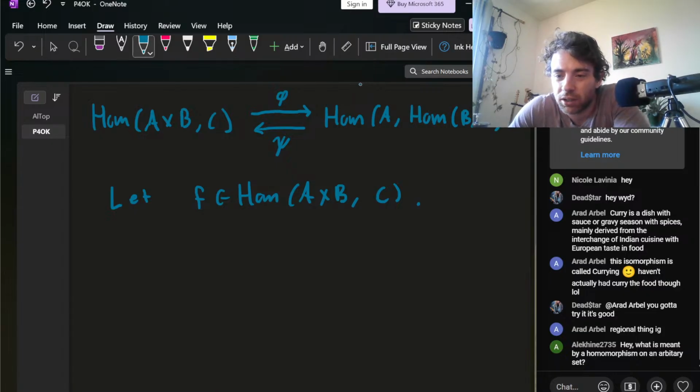Hey, what is meant by a homomorphism on an arbitrary set? I just mean a function. I just mean a function between sets. That's all I mean.